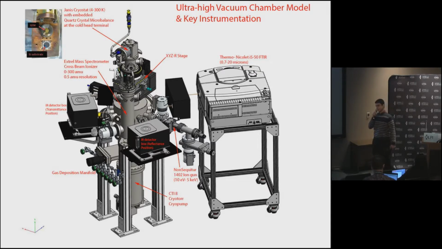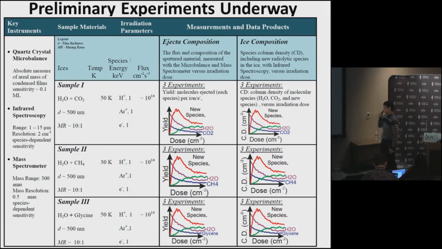We're installing an electron gun to do the experiment with electrons, and a quartz crystal microbalance to very precisely measure the total amount of material sputtered as a function of dose, irradiation dose during the experiments. So we should be able to characterize these processes quite nicely.